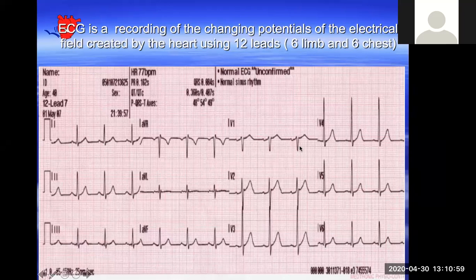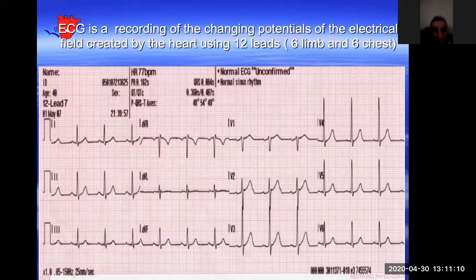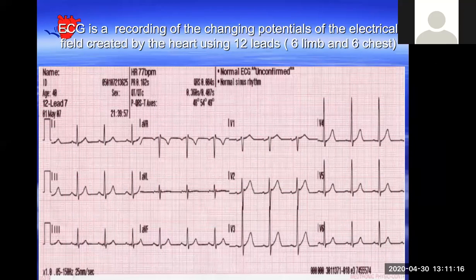The other six leads are chest leads, V1 to V6. These look at the heart in the horizontal plane. The electrodes are attached to the front of the chest and look at the horizontal heart from the right side all the way to the left. So we look at the heart from all angles, and they all add up to more information.